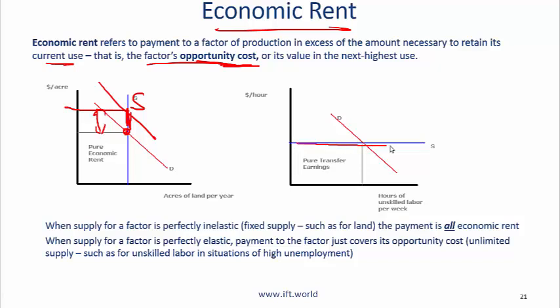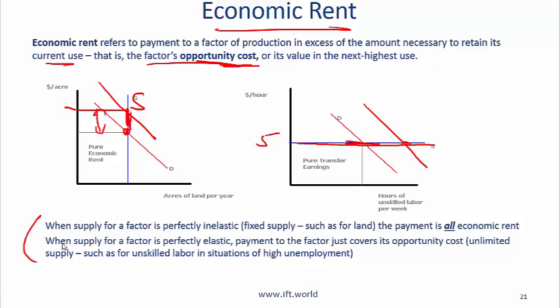If you have unskilled labor, where at a given rate of, let's say, $5 per hour, you can get as much unskilled labor as you want, then in this particular case, no matter what the demand, the amount that you will pay is 5. So you are not paying anything above 5, and in this scenario, there is no economic rent.